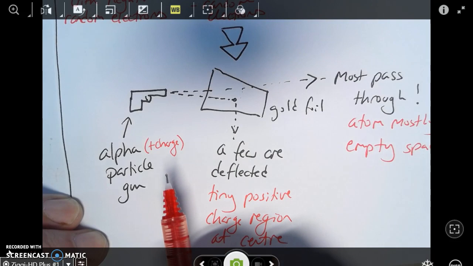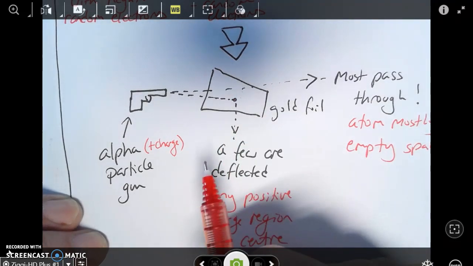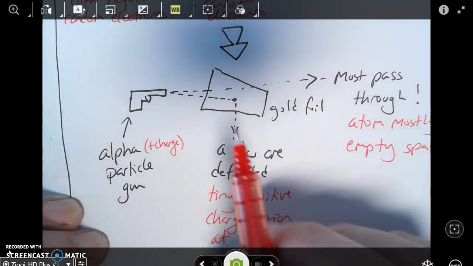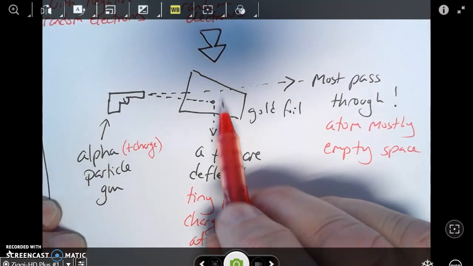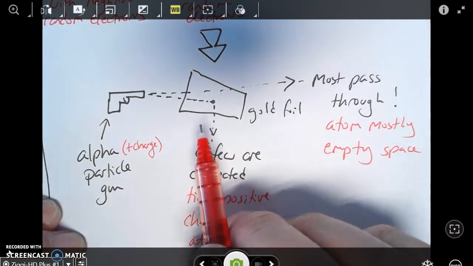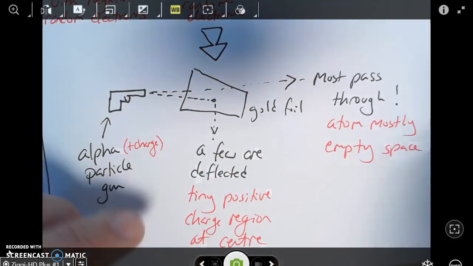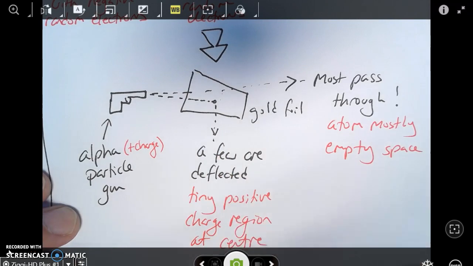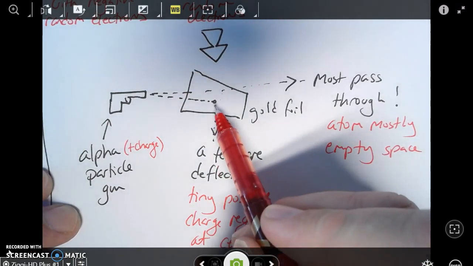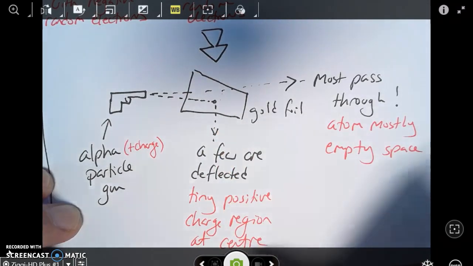hole in it, but just because actually, when you're using things that are extremely small like alpha particles, the atoms that make up the gold foil have a lot of empty space in them. So the alpha particles just whiz through the empty space in between the nuclei of the gold foil. He also noticed that a few of these alpha particles were deflected, and the reason for that was they were hitting this tiny positively charged region at the centre, which he called the nucleus.